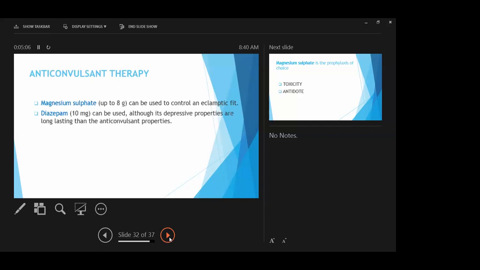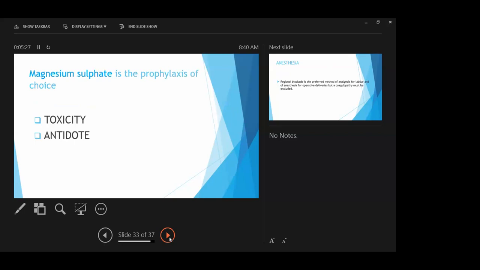Anticonvulsant therapy: magnesium sulfate up to 8 grams can be used to control an eclamptic fit, and diazepam can also be used, but its depressive properties are longer lasting than its anticonvulsant properties. Magnesium sulfate can be given as a 4 gram IV loading dose and a maintenance of 1 gram per hour for 24 hours.